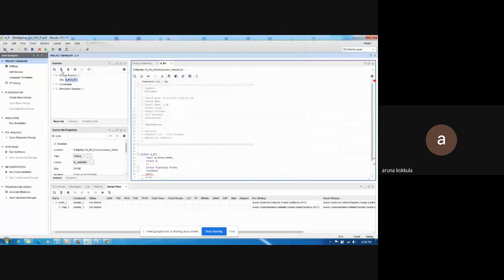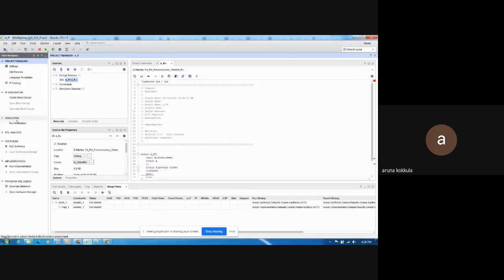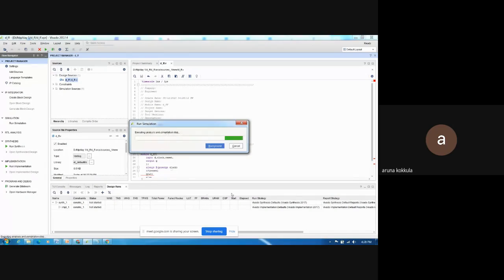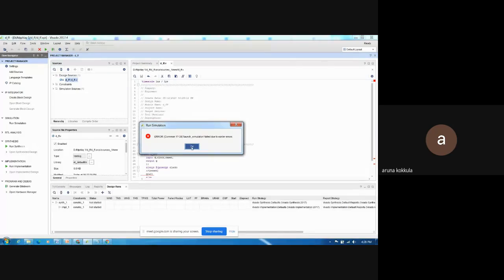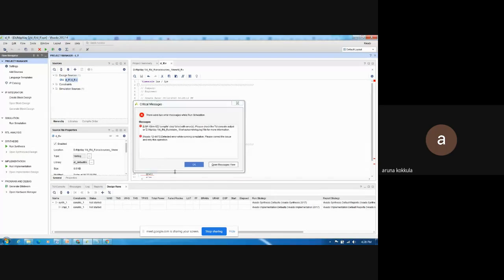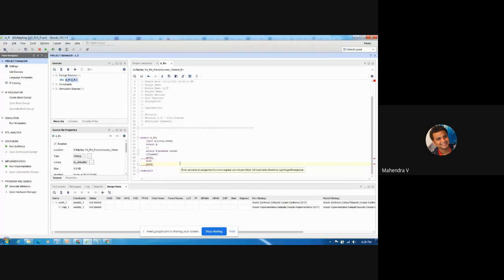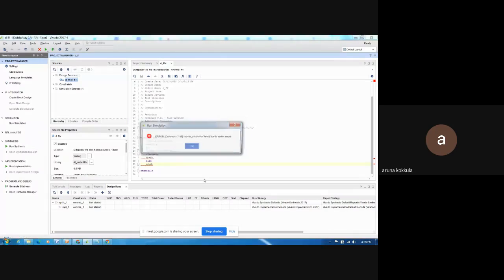Run simulation, behavioral simulation. If reset is equal to 1, error is there, sir. Don't put reset equal to 1. Only a simple if with reset in brackets. Some errors it is showing, sir. Run behavioral simulation. Error: launch simulation failed due to earlier errors.